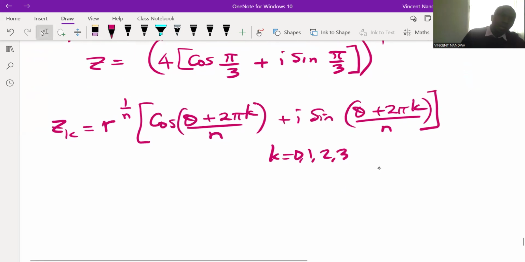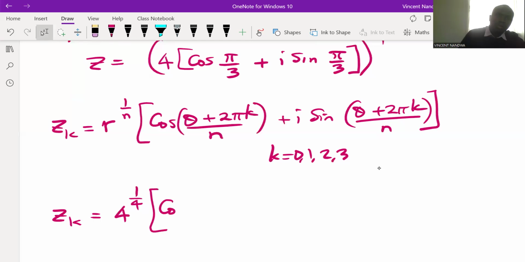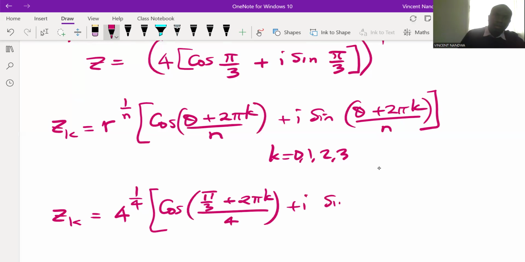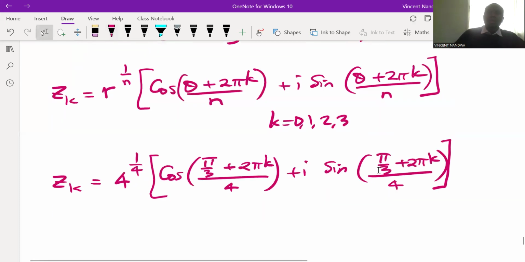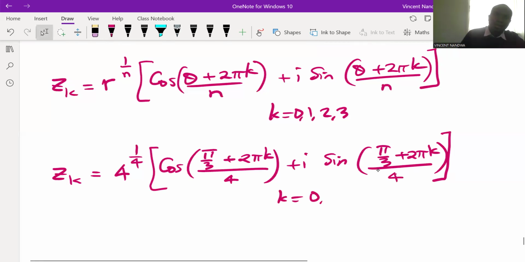So replace accordingly. So we'll have z sub k, r, which is 4 to the power 1 over 4, times cosine of pi over 3 plus 2 pi k over 4, plus i sine of pi over 3 plus 2 pi k over 4. And specify that k is 0, 1, 2, 3.